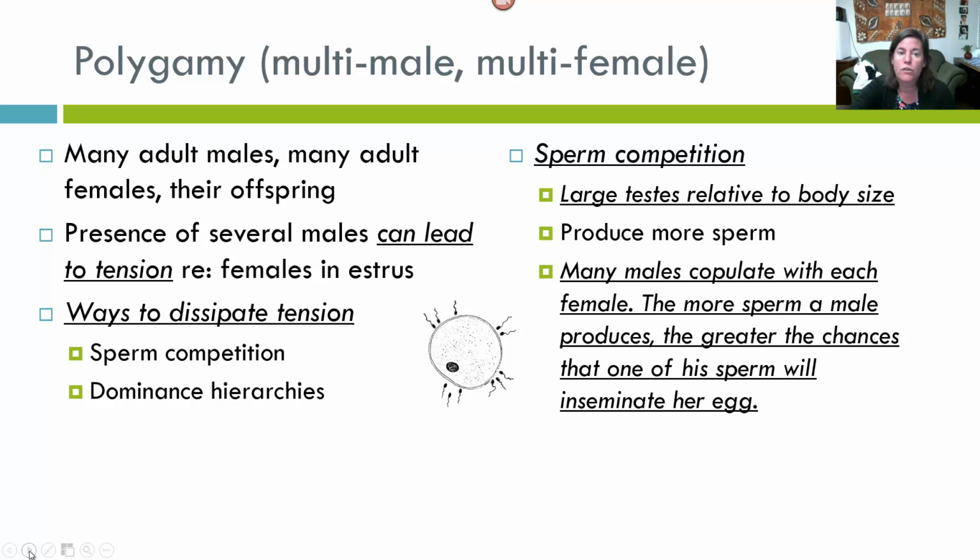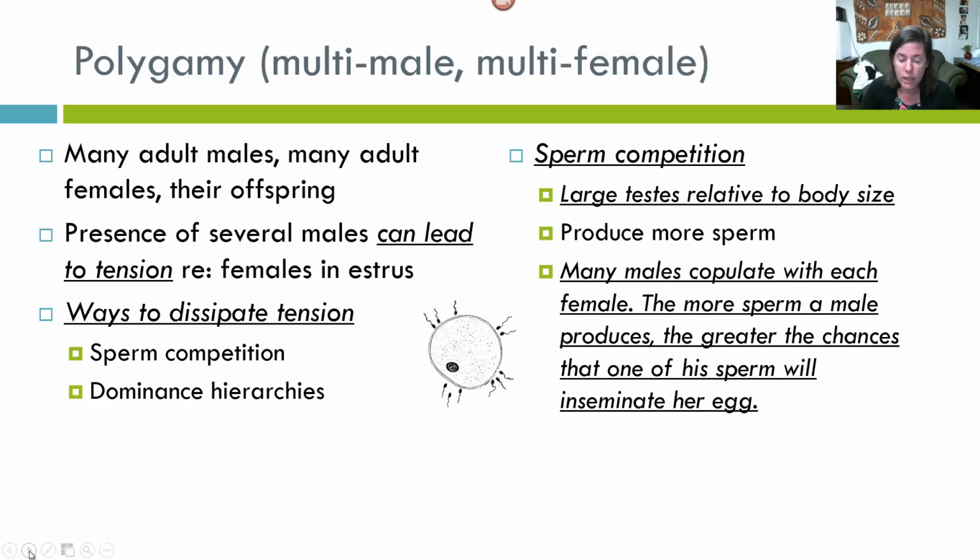Polygamy constitutes multi-male, multi-female groupings. Multi-male, multi-female groups consist of many adult males and many adult females, as well as all of their offspring. The presence of several adult males often leads to tension, especially in regards to females in estrus. There are two main ways that polygamous primates generally dissipate or relieve tension. The first is sperm competition, and the second is dominance hierarchies.